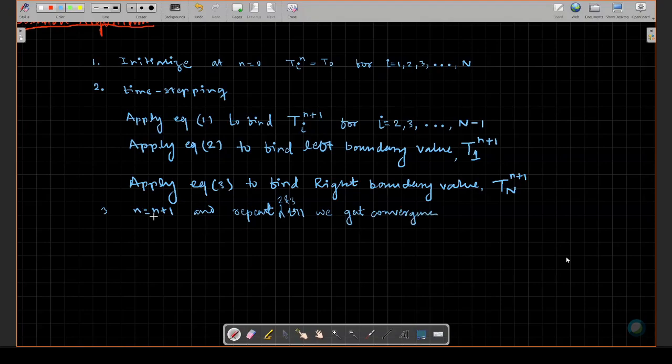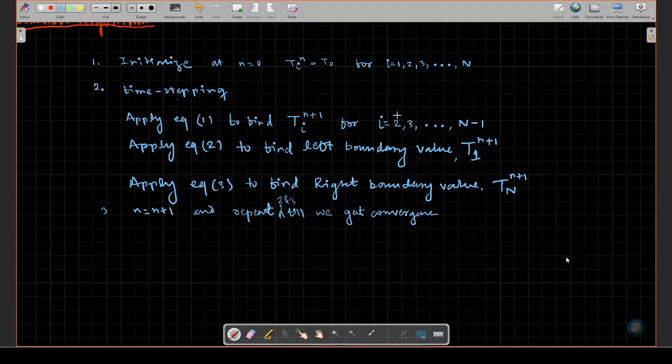Or some specified value of n. Just stop there and plot convergence, or to satisfy some convergence with respect to some value. So this is just very simple, you understand this?